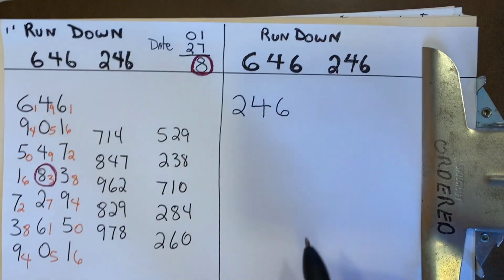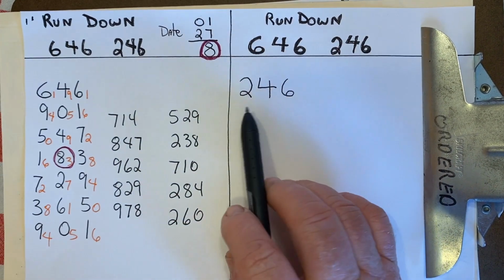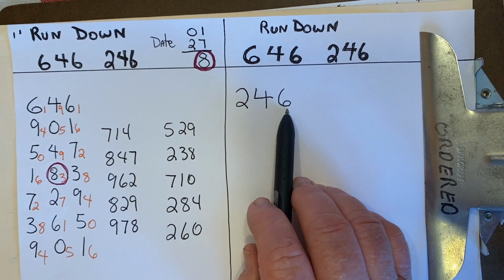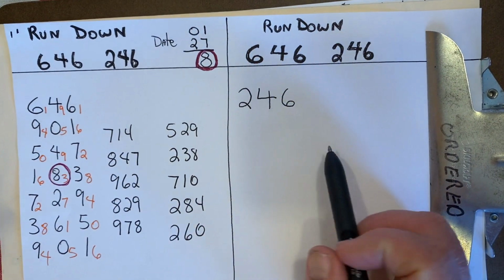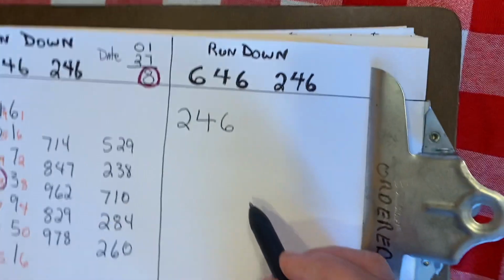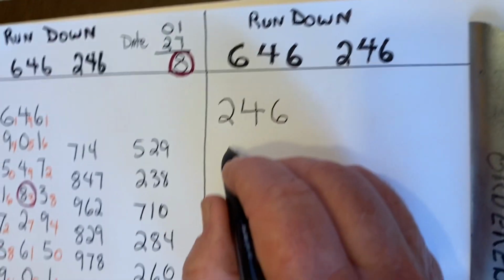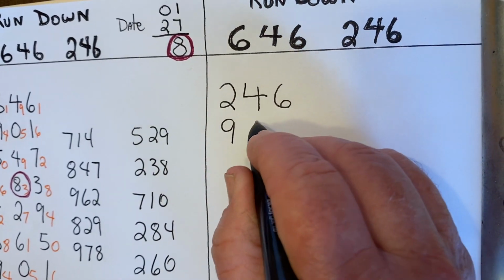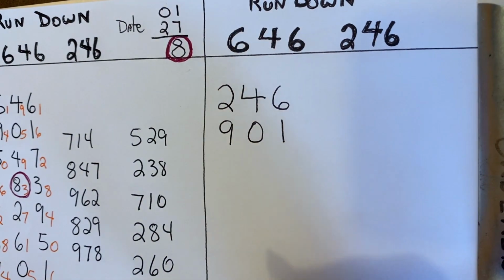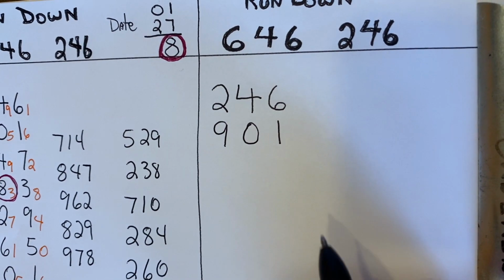The next thing we're going to do is the 246 rundown. We're going to do it the same way as we did the 646. We're going to have our previous draw date, which is 9/01. Then we're going to do the math.